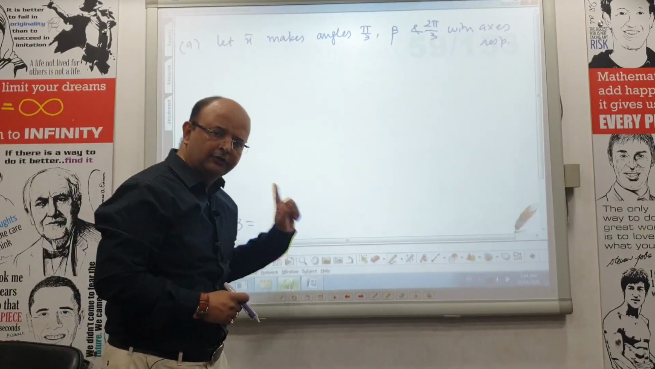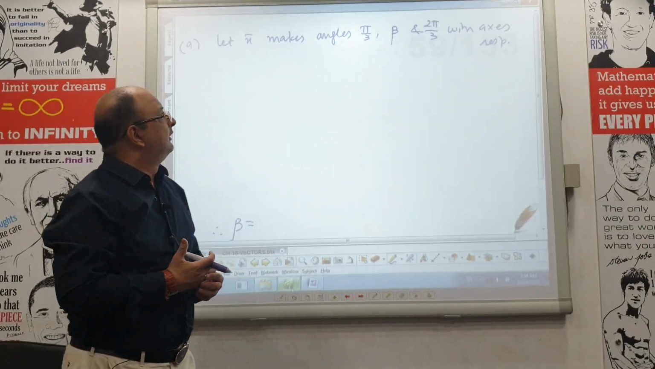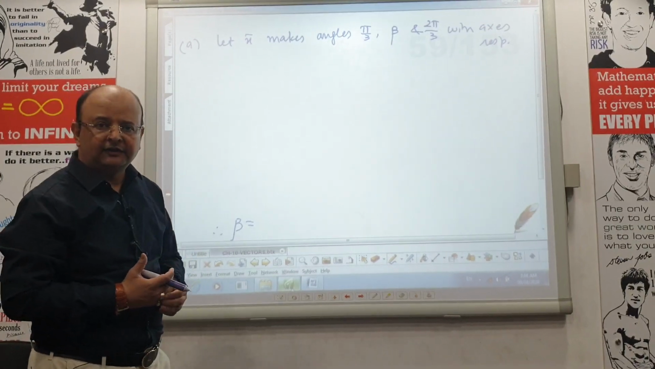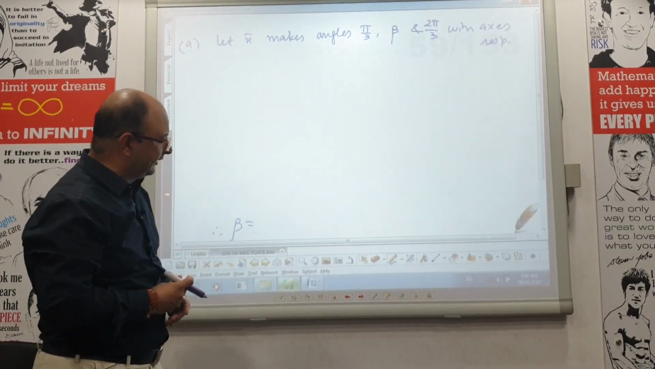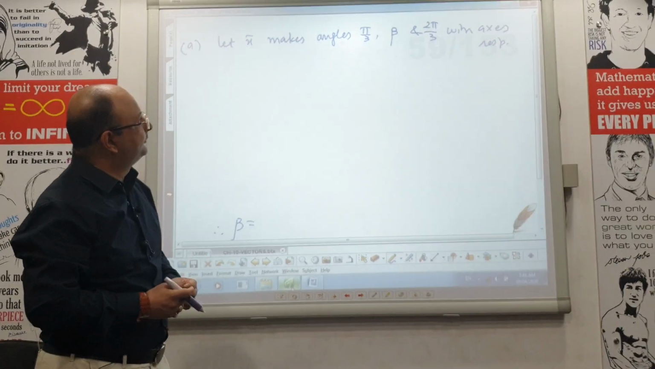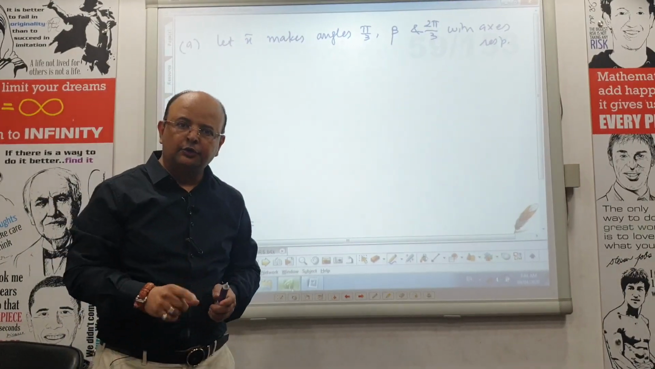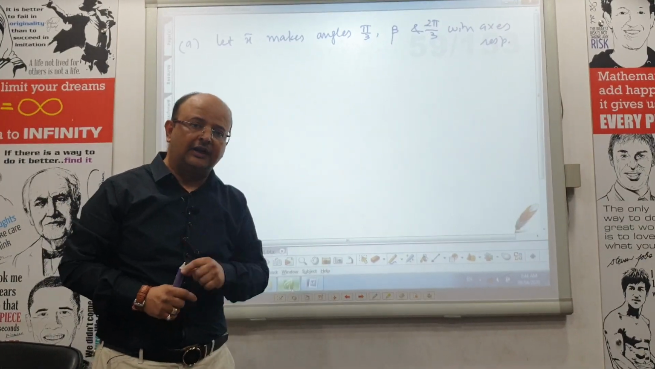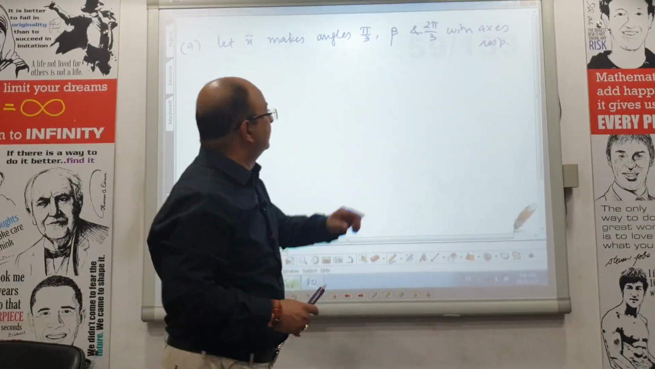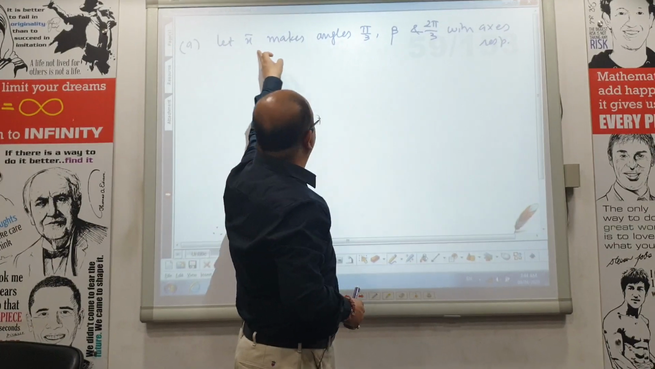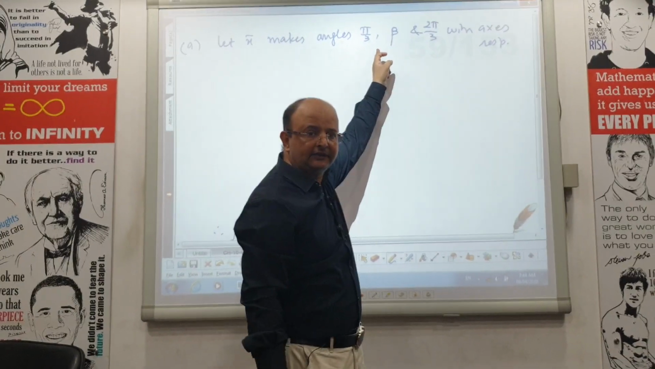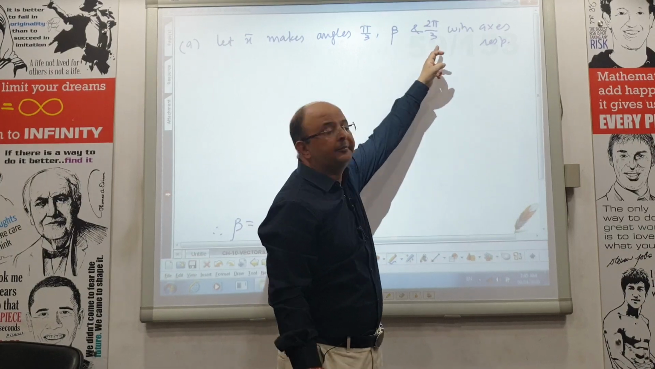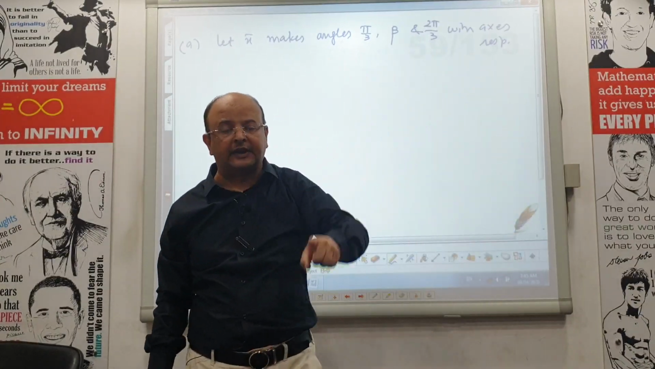Yeah, this was also asked in JEE. See, X bar. What does our vector X bar do? It makes angles pi by 3, beta, 2 pi by 3 with axis respectively. Last time I said respectively means that your X bar makes angle pi by 3 with x axis, it makes angle beta with y axis, and it makes angle 2 pi by 3 with z axis.